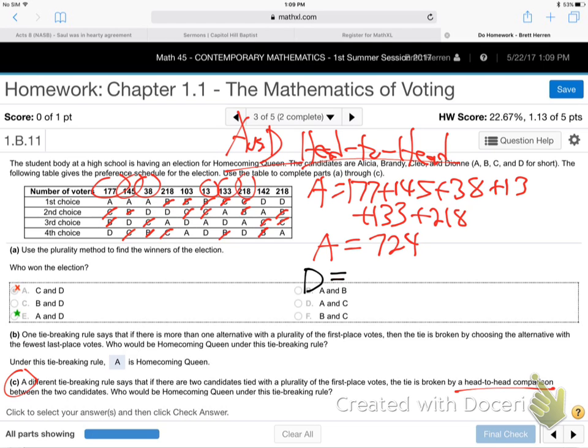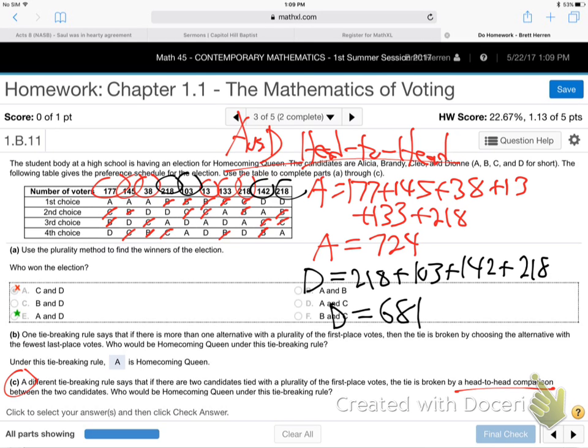Now, how many prefer D? Well, the rest. So that's the 218 and the 103 and the 142 and the 218. 681. Kind of close. A wins, though. A wins by that method. So A versus D, they prefer A. See how the head-to-head stuff is always done? Just drop everybody else out.